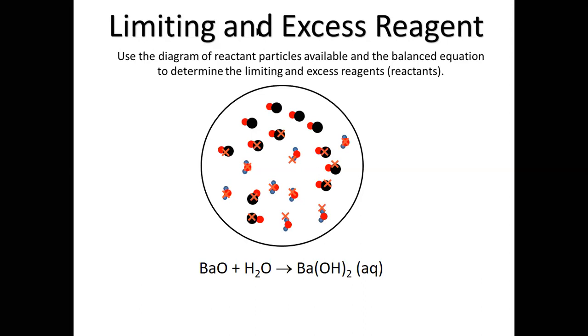Therefore, we can label our limiting and our excess. Our limiting is what we've run out of. In this case, we've run out of water. So we're going to label water as our limiting. Again, we have to focus on the reactant side, not the product side. So water becomes our limiting reagent, which means barium oxide, or BaO, because we have extra quantity of it, these particles, the black and red, we would call that our excess.